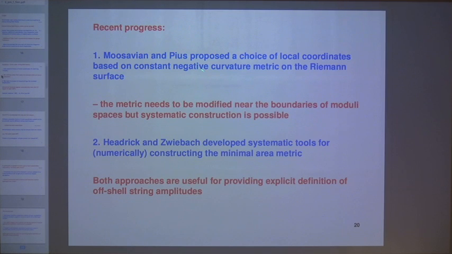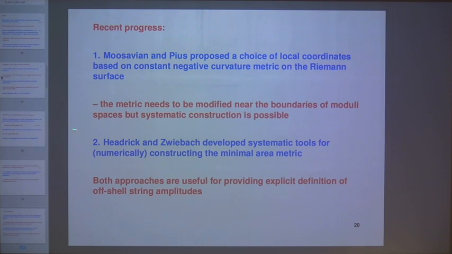Musavian and Pius proposed a choice of local coordinates based on constant negative curvature metric on the Riemann surface. Okay, so this is distinct from the minimal area metric that I described in the last slide. So this metric needs to be modified near the boundaries of the moduli space, but they have a systematic procedure for constructing this metric. And so in principle, this gives you one particular definition of closed string field theory, okay, where the local coordinate system can be constructed explicitly.